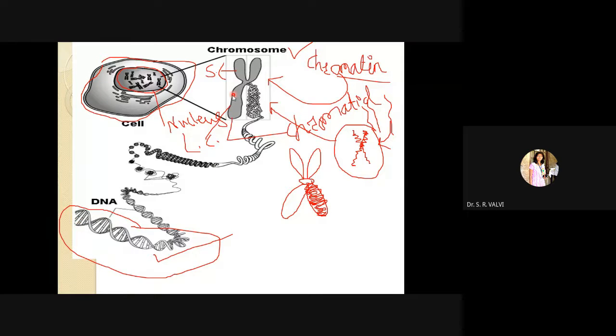So here you can see all these are what? A thread-like structure, right? All this is a thread-like structure, chromatin structure. And suppose you open this, you will see all these condensed parts. So just imagine how they are packed into that particular structure, right?